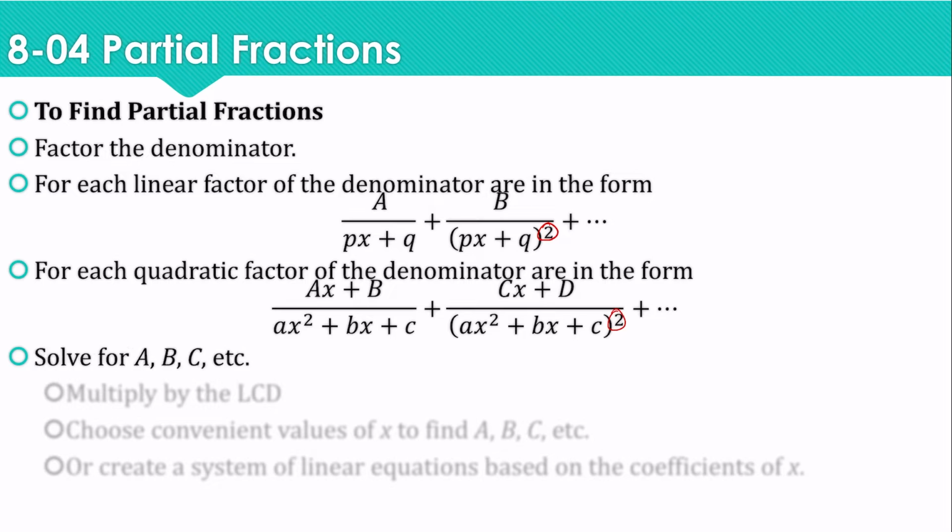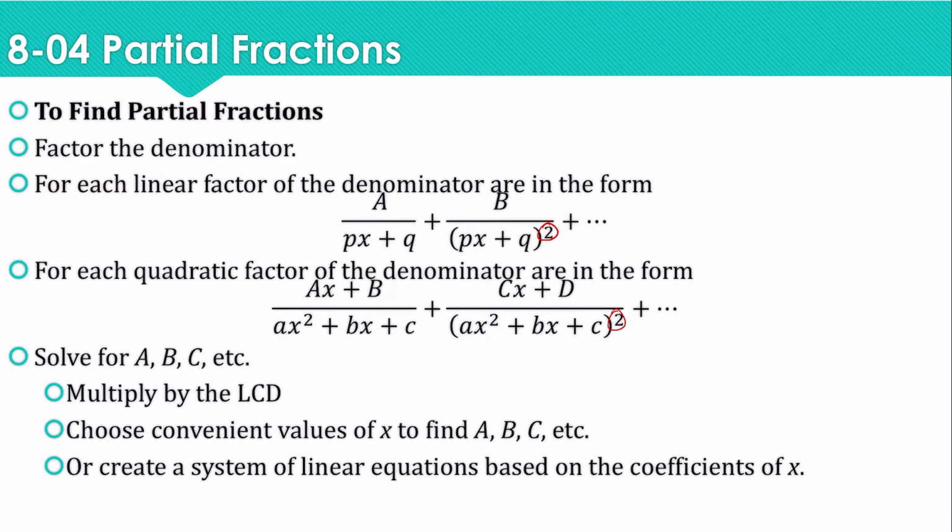The idea is to solve for A, B, C, D, etc. So you'll multiply by the lowest common denominator, which will always be the denominator of the original function. Choose convenient values of x to find A, B, and C, or create a system of linear equations based on the coefficients of x. So let's look at some examples to see how this works.